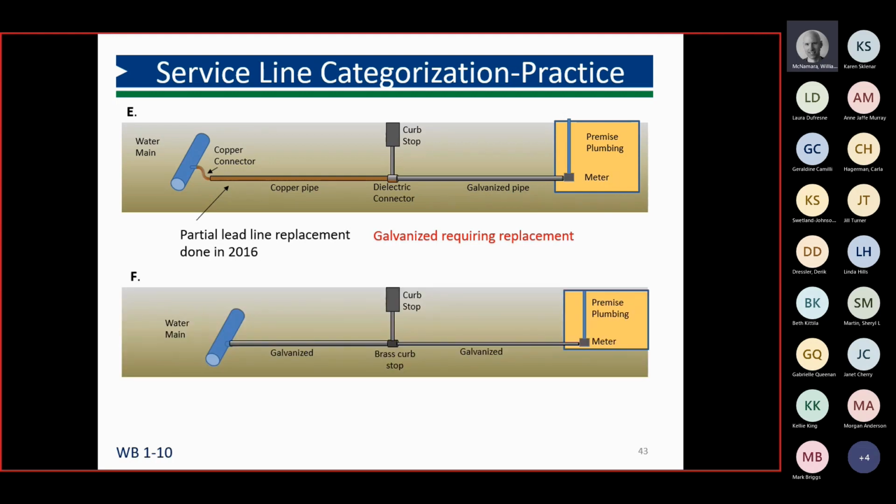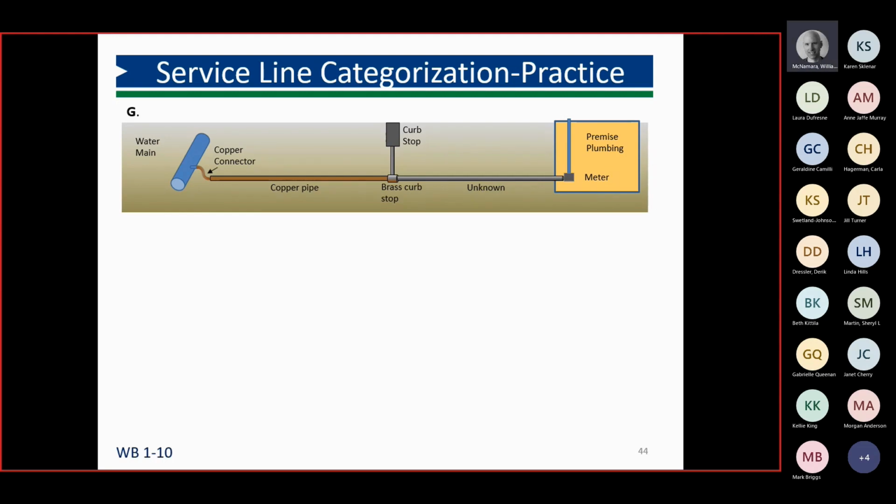Okay, next one is just a straight galvanized line, no connectors. Non-lead, right? What would that one be? Unknown, right. Yep, lead status unknown because half of it's unknown. So good, you guys have it all figured out.